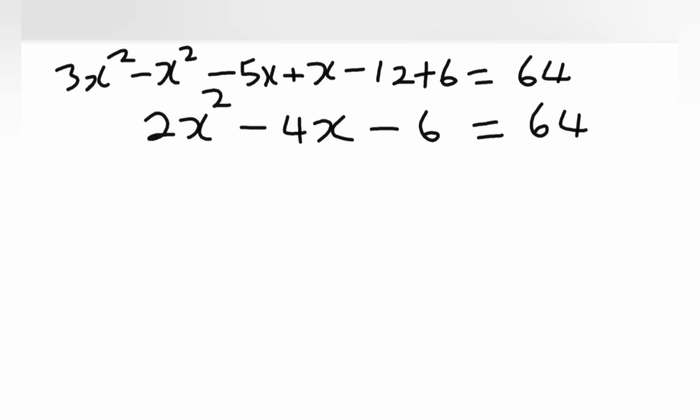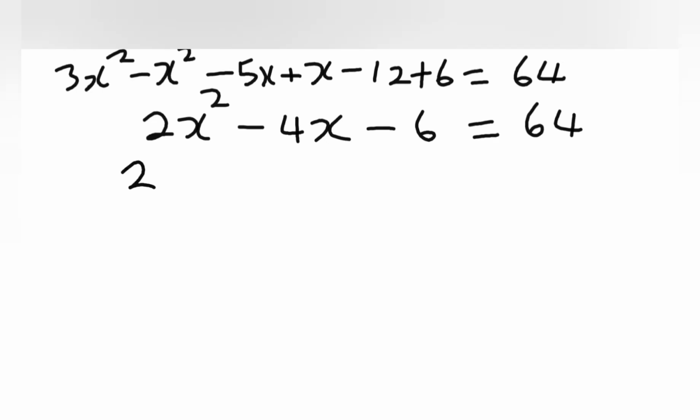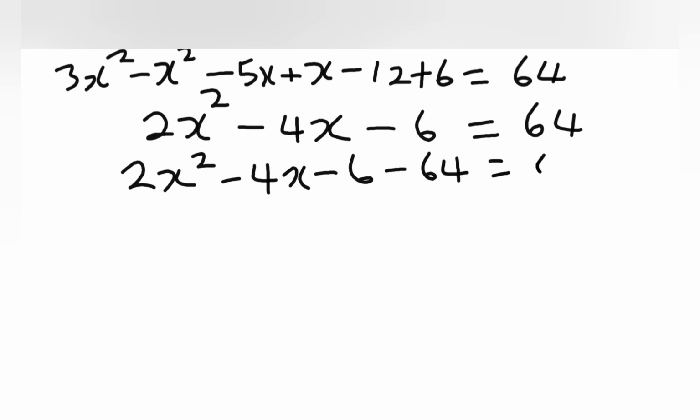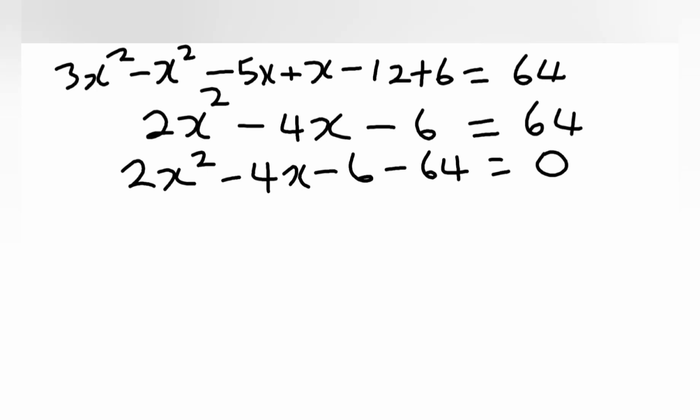So we're going to have 2x squared minus 4x minus 6 minus 64 is equal to 0. We're going to simplify, so we're going to have 2x squared minus 4x minus 70 is equal to 0.